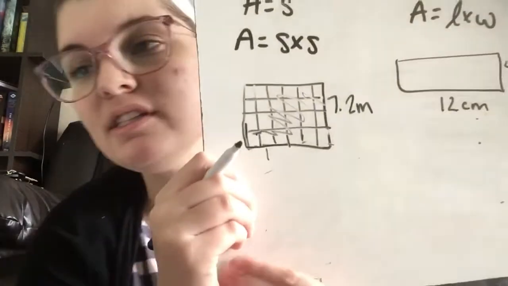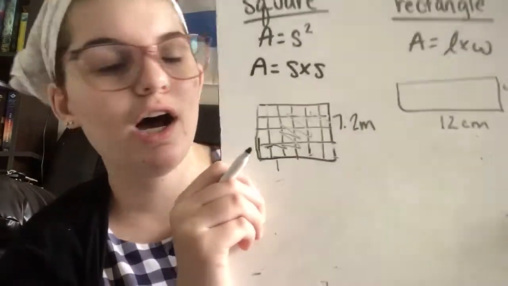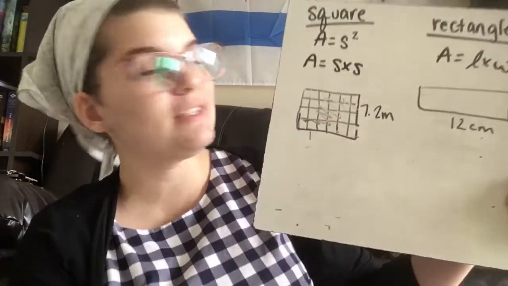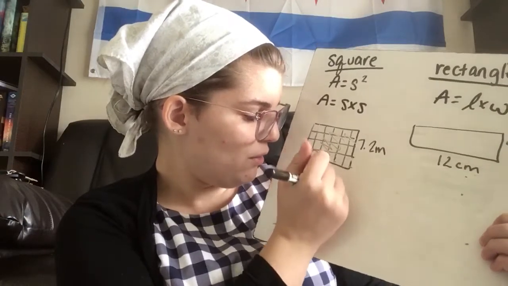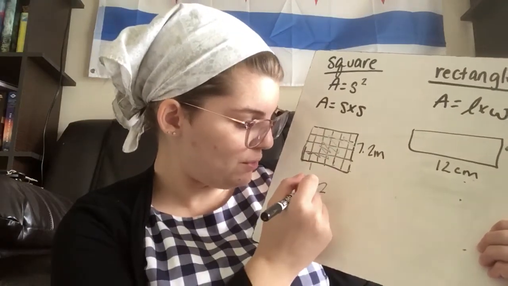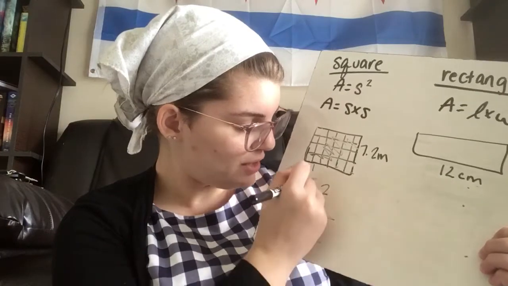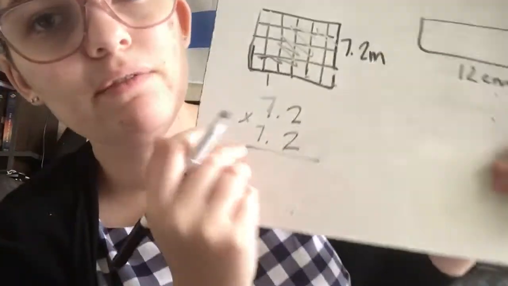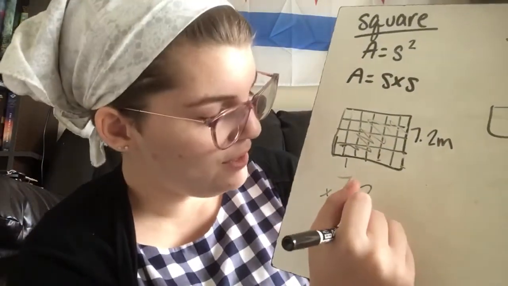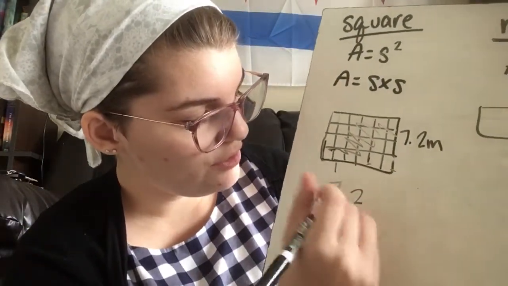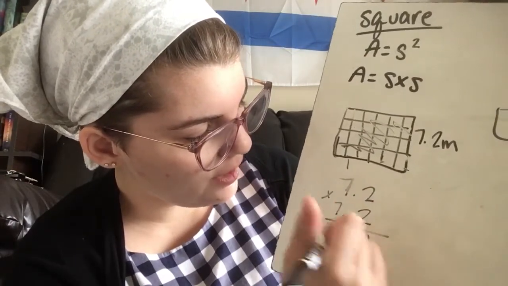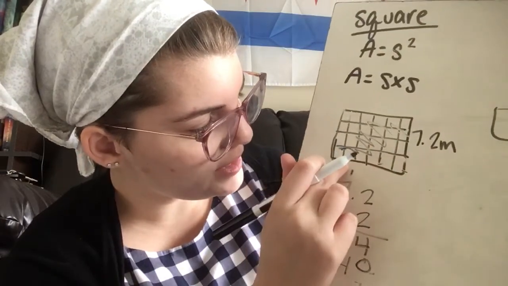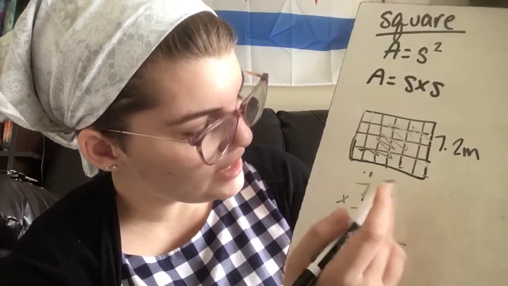So for the example, this is the example at the top of the page. It gives us a square with 7.2 meters on each side. So we would do 7.2 squared, or 7.2 times 7.2. Okay, so we're going to do 2 times 2. 2 times 2 is 4. 2 times 7 is 14. 7 times 2 is 14, and 7 times 7 is 49.